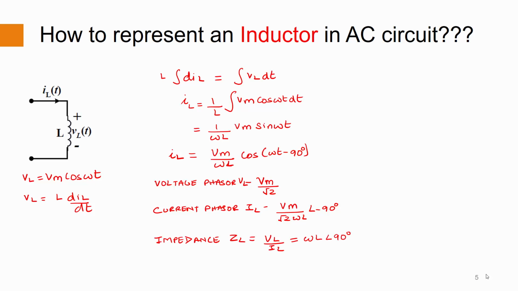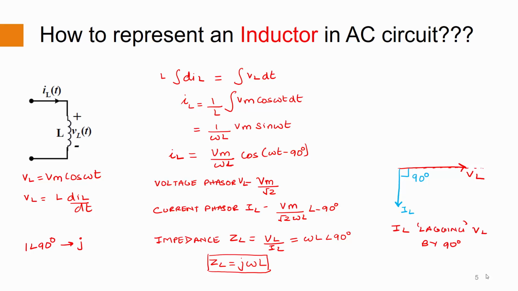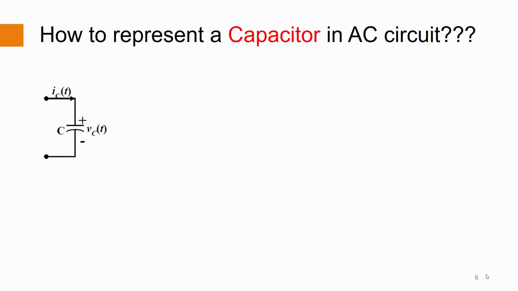Thus, the impedance of an inductor or the inductive impedance is defined as the voltage phasor divided by the current phasor, which is omega L at an angle of 90 degrees, which is also equal to j omega L. If we draw the phasors for voltage and current, we notice that for inductive elements VL and IL are not in phase with each other. Rather, IL is lagging VL by 90 degrees. Finally, we see how a capacitor is represented in an AC circuit.